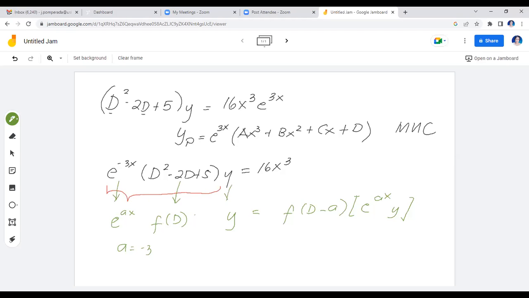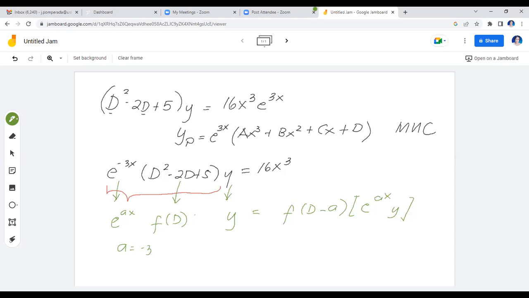Okay? Now, how will you treat this particular expression if you're talking about exponential shift? It should be treated this way. The operator D's that you see in your f of D should be shifted by subtracting from the D's only the value of a, and then your unknown function, originally just y, is now changed to a new unknown function, a hybrid unknown function, which constitutes the product of your exponential function and your original unknown function y.